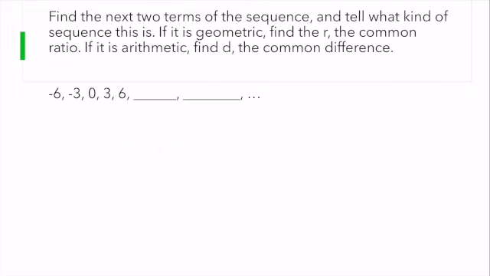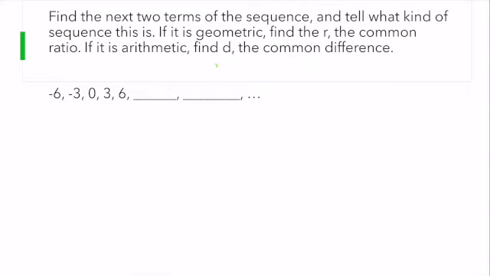Okay, next, find the next 2 terms of the sequence. We need to tell what type of sequence it is, whether it's geometric, which is when we multiply by a constant, so we have a common ratio, or it's arithmetic, that's when we're adding the same constant every time to find the common difference. So here I have negative 6, negative 3, 0, 3, 6.